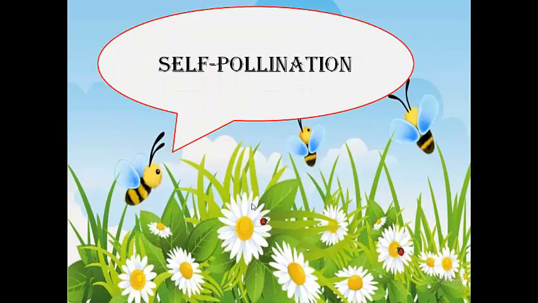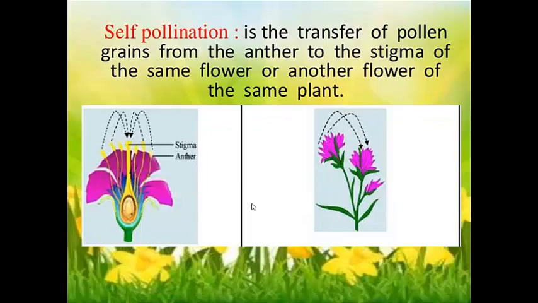Okay, self-pollination. Now let us learn more detail about self-pollination. Let us begin with the definition. What is it? Self-pollination is the transfer of pollen grains from the anther to the stigma of the same flower or another flower of the same plant.